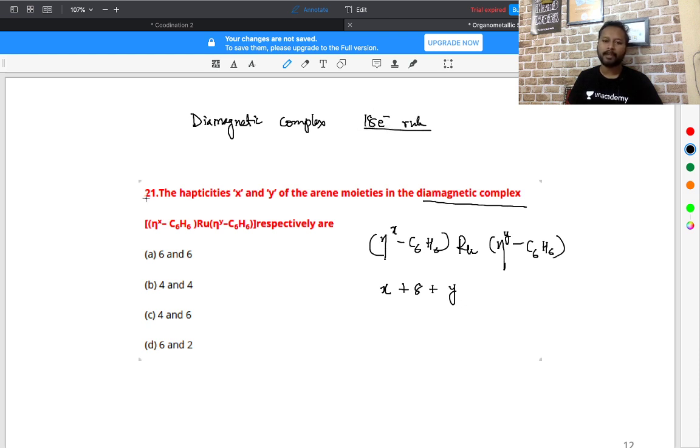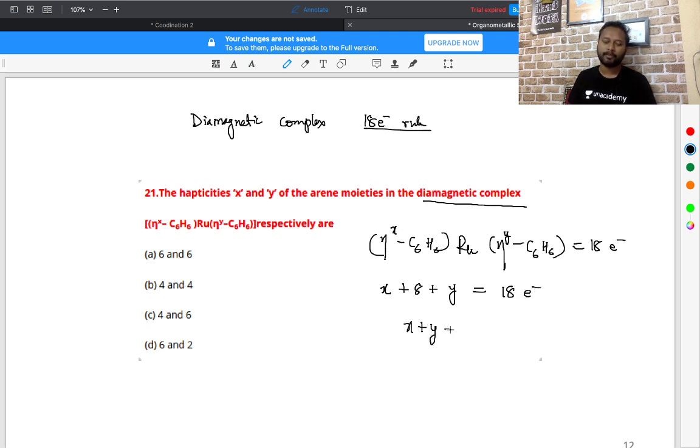So they have just asked what will be the hapticity of these arene moieties such that this complex follows the 18 electron rule. Instead of asking about the 18 electron rule, they have given it in the form of diamagnetic. Okay, fine. So it should be equal to 18, that's what we should take. It should be an 18 electron species.